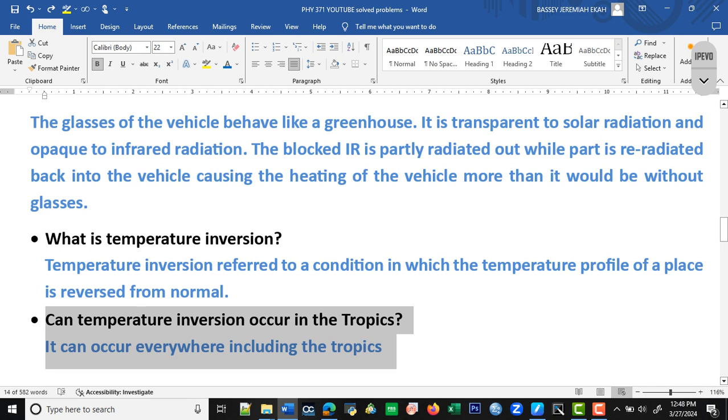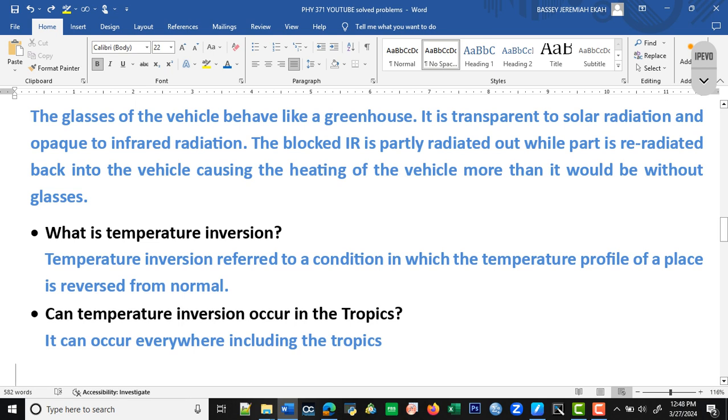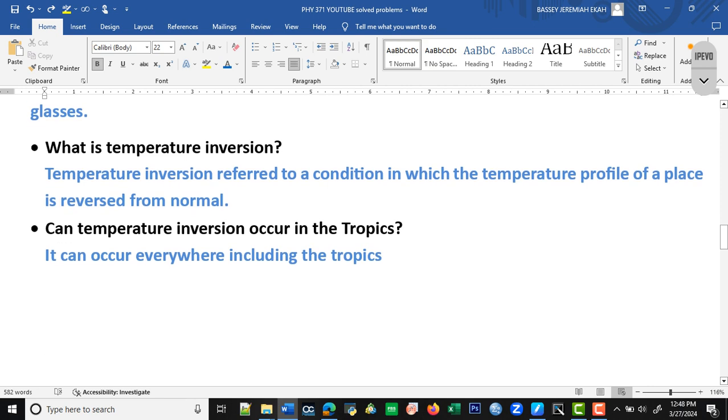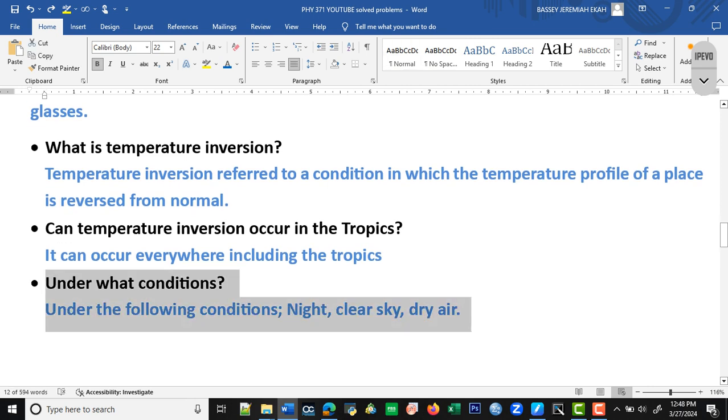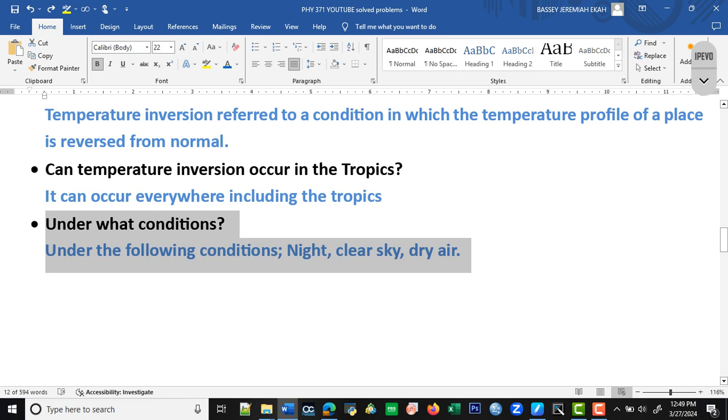Can temperature inversion occur in the tropics? Yes, it can. It occurs everywhere, so it can occur in the tropics as well. This one says, under what condition can temperature inversion occur? At night, in a clear sky, or in dry air. So those are the conditions where temperature inversion can occur.